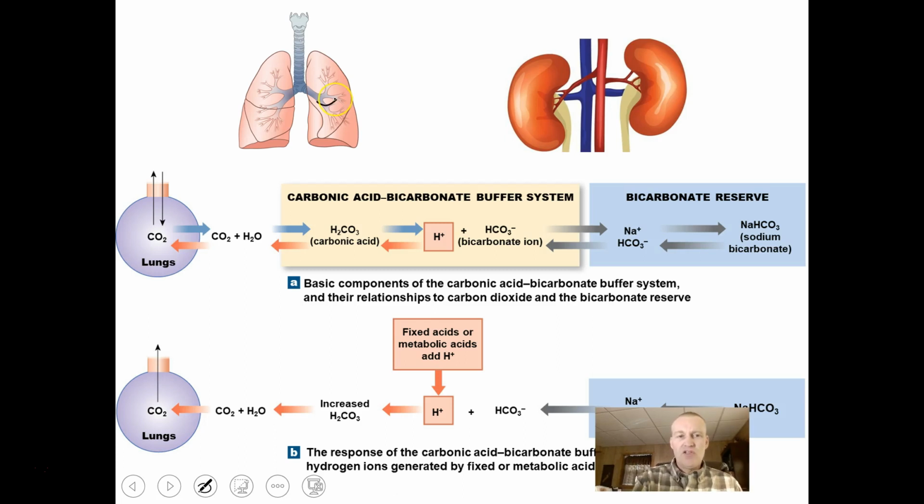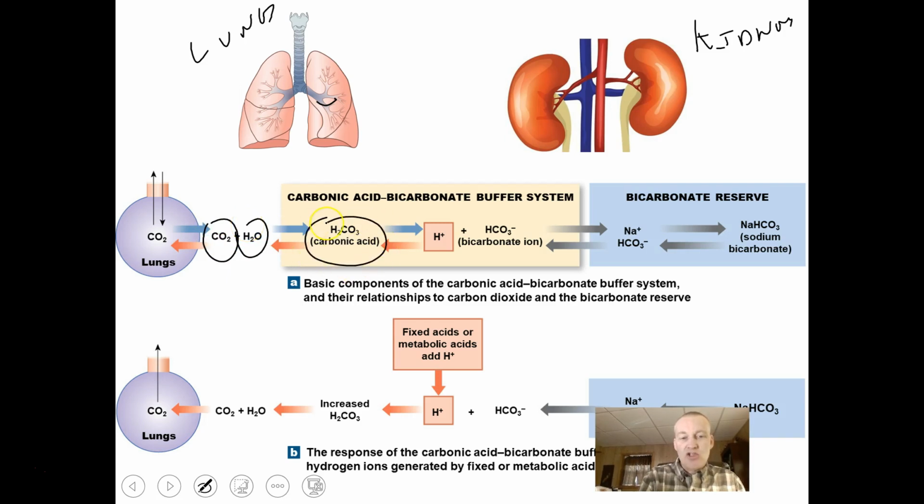All right, so the lungs and the kidneys are really important in the carbonic acid bicarbonate buffering system. Let's look at how these things work. Here are the basic components: carbon dioxide and water can shift to carbonic acid, which can shift to hydrogen ions and bicarbonate ions.